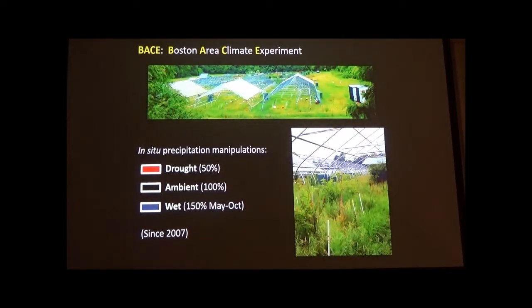This study was conducted at the Boston Area Climate Experiment right up the road in Waltham. This facility has been around since 2007, and it consists of these greenhouse-like structures. They're open on the sides, and in most cases on the top. There's a drought treatment that is provided by plastic panels that cover 50% of the roof, so they capture 50% of precipitation. They then channel that off into tanks that get sprinkled onto other plots that then get 150% of the precipitation. So we have these three treatments, and it's been going on since 2007. These communities are really existing in different climate regimes.